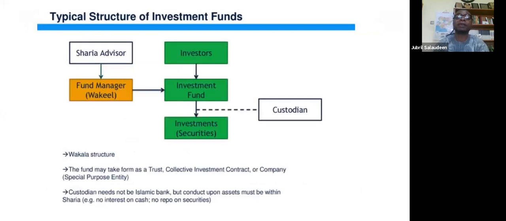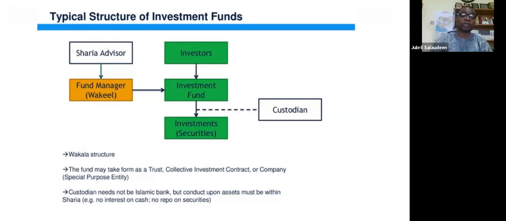So a typical structure of an Islamic fund would be that you have the fund managers, who are the wakil. They are the trustees, they keep the fund, and they manage the fund on behalf of the fund owners. Then you have the Sharia advisory board that advises them. You have investors who give to the investment fund, and the investment fund gives to investment securities. And of course, the fund is not kept in the pocket. The investment fund is actually kept with custodians. Usually you get registration from the Securities and Exchange Commission, SEC, and they will appoint the custodian that will keep the money.